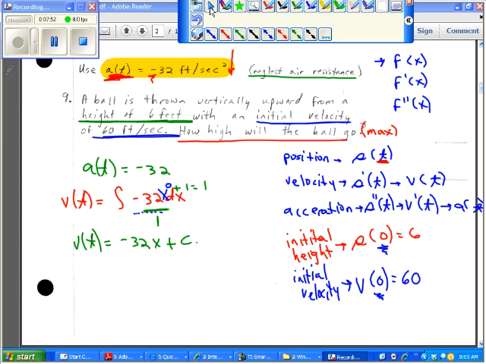And let's just call that C1, because we're going to find some more C's in a minute. Now, how can we actually find the value of that constant? What do we need to know to get a value of the constant?